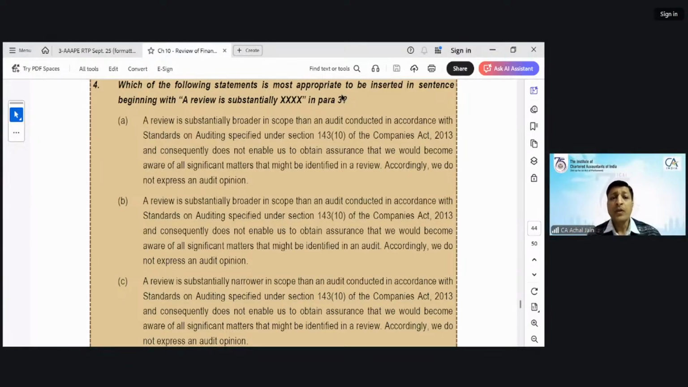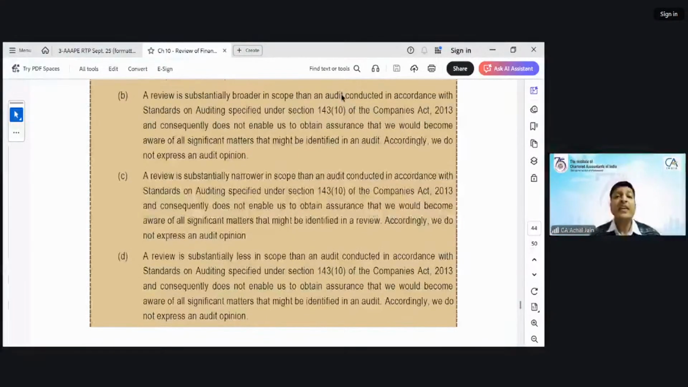B. Review is substantially broader in scope than an audit. I think this is very clearly you can negate, when you say A and B, a review is substantially broader in scope than an audit. Let's look at B. Here again, it's beginning with the same language. Now, C. Review is substantially narrower in scope than an audit. I think this still makes sense. To say A, B, I think will be clearly out of the context.